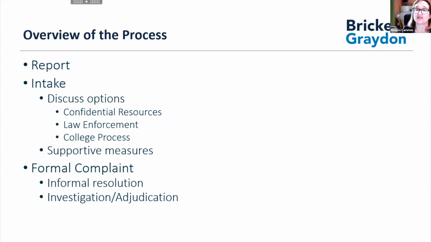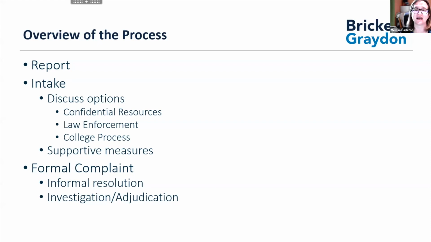That includes just seeking confidential resources like counseling. Maybe Bob wants to go to law enforcement if the allegations involve potentially criminal conduct. Maybe Bob wants to do the college process. Bob can do both of those things. Bob can do neither of those things, or one and then the other, or vice versa. Bob has a lot of options here. And of course, confidential resources are available to Bob at any point in time.